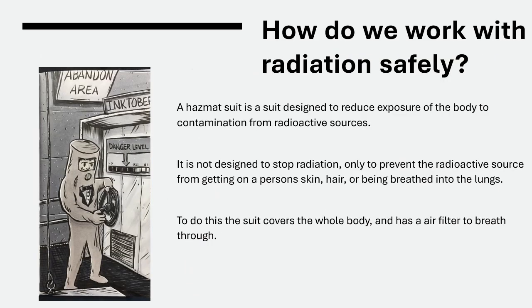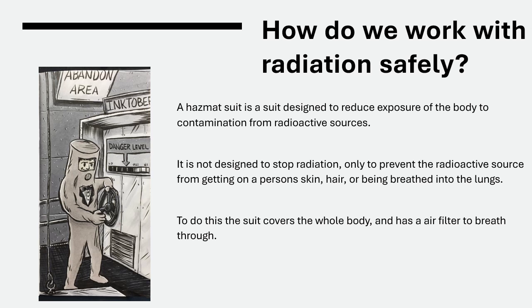How could we work with radiation safely? A hazmat suit is a suit designed to reduce exposure of the body to contamination from radioactive sources. It's not actually designed to stop radiation getting to the person. It only prevents the radioactive source from getting on the person, on their skin or in their hair, or to stop them breathing in the radioactive source into their lungs.